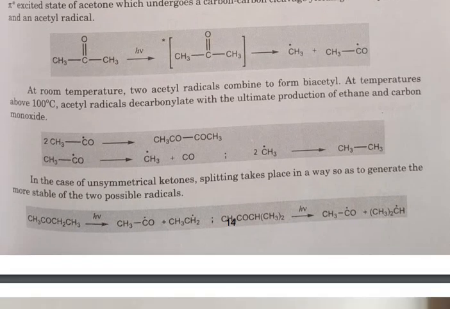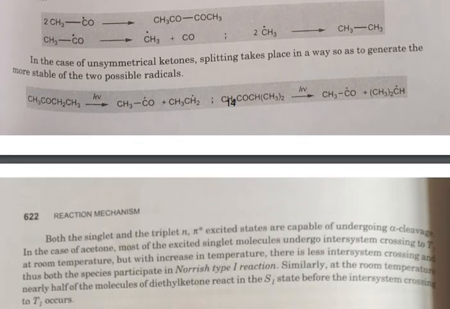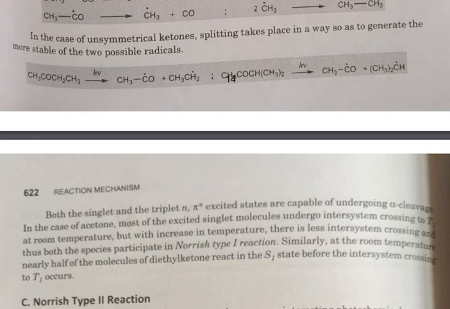Now you can see another example, which is an unsymmetrical ketone. Here also an acyl and an ethyl radical form, and then again you can see how this compound gives the acyl radical and the dialkyl propyl radical. So here also alpha cleavage occurs between the carbon-carbon bond. This is an example of the Norrish type 1 reaction.